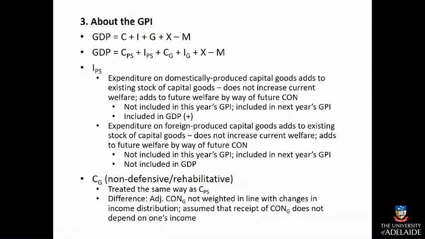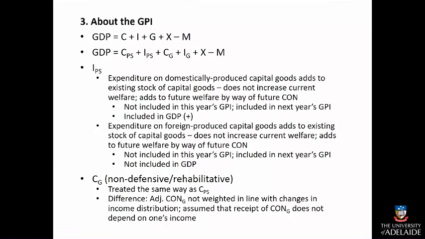Those capital goods that have been produced and purchased and acquired today are just adding to the stock, they're not adding to our well-being today, but they'll be used to produce consumption goods in the future, so they'll add to our future well-being. So it's not included in this year's GDP, but it's included in next year's GPI in the form of consumption benefits. Of course, it's included in GDP, because it's a form of production.